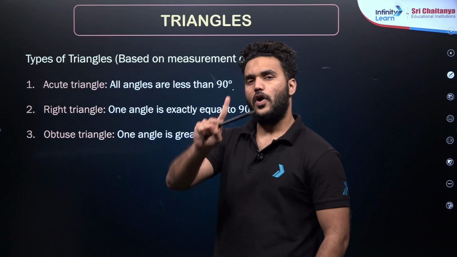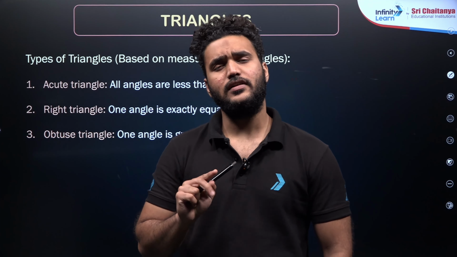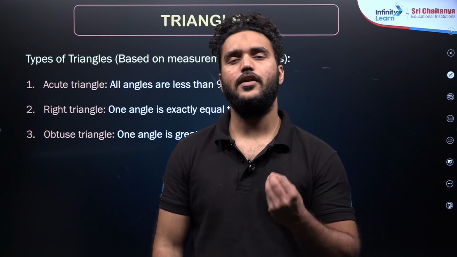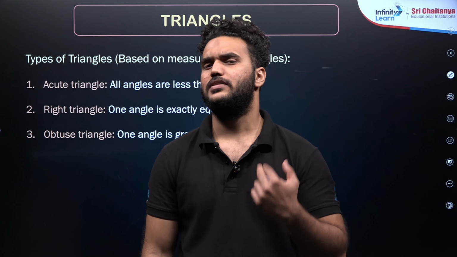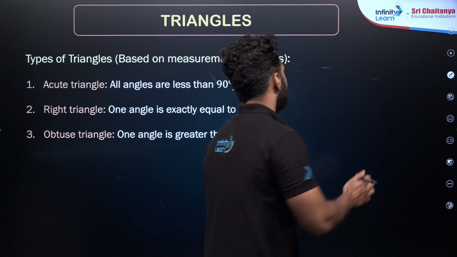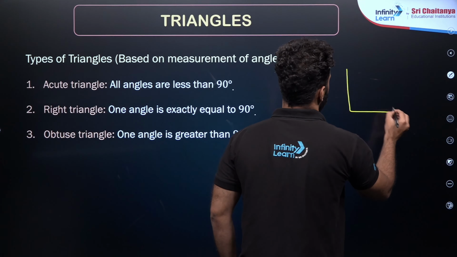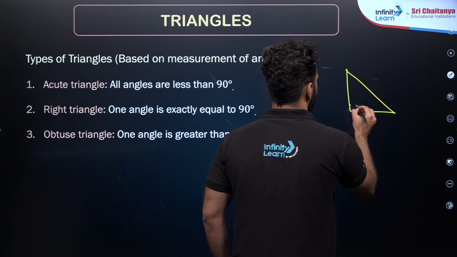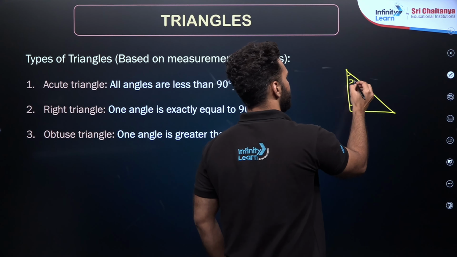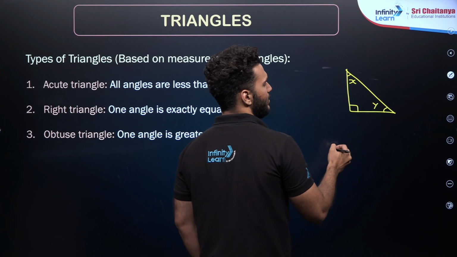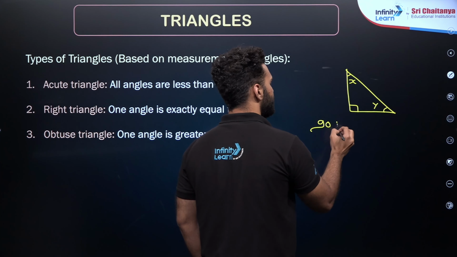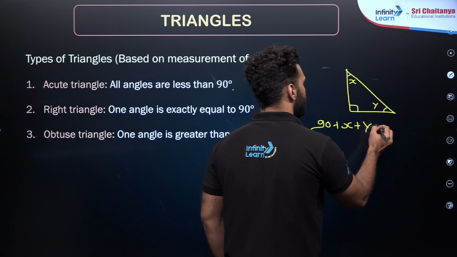Right angle triangle. One angle should be 90. Sir, can there be two? No. You cannot find such a triangle which has two right angles. Why, sir? Why is it not possible? Because let's say this is our right angle triangle. This angle is 90 degrees. This angle is x. This angle is y. Now, sir, the sum of the interior angles should be 180. So 90 plus x plus y should be 180.